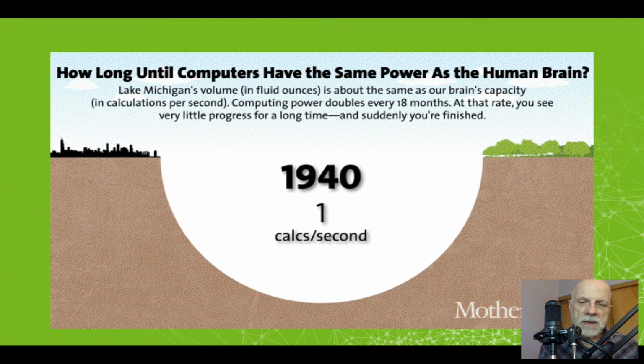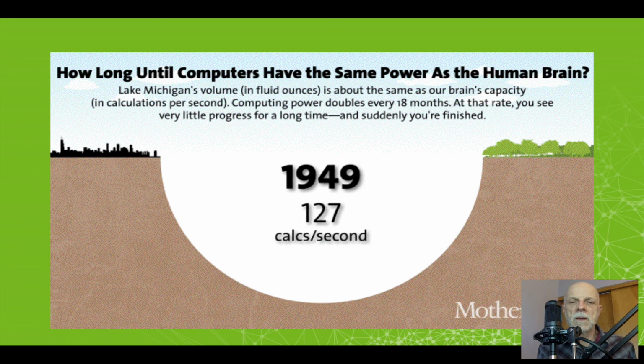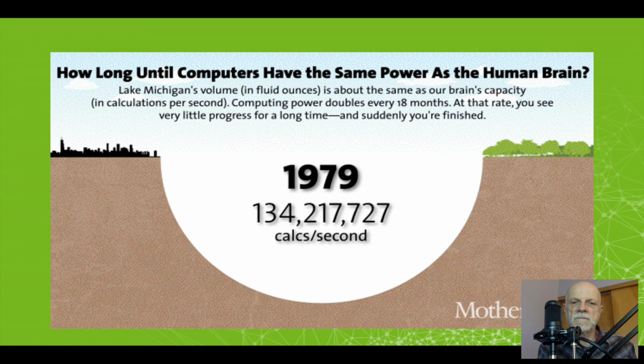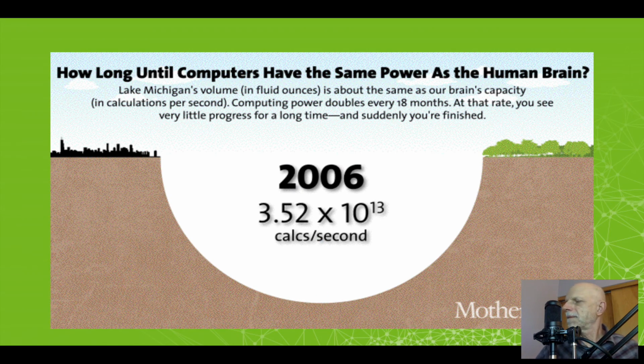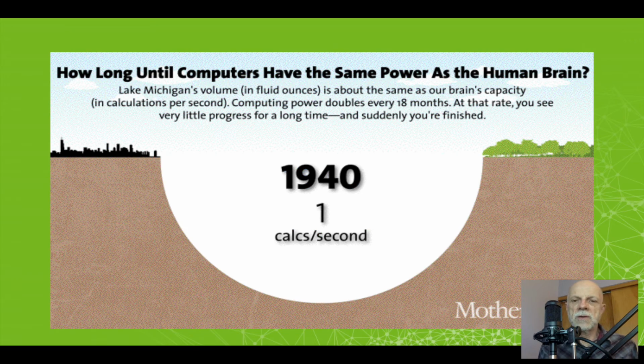Let's see how this works. This is an amazing graphic that I'm interested in showing you, on how long until computers have the same power as the human brain. I'll just read the text here. Lake Michigan's volume in fluid ounces is about the same as our brain's capacity in calculations per second. Computing power doubles every 18 months. At that rate, you see very little progress for a long time, and suddenly you're finished. Usually, when you read this, you think, yeah, I can kind of understand it. But just seeing it visually makes it sink in about how fast that last bit of growth is. And there it is. It's just totally amazing.